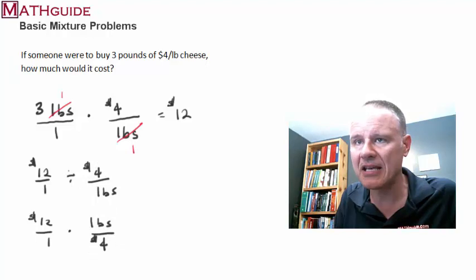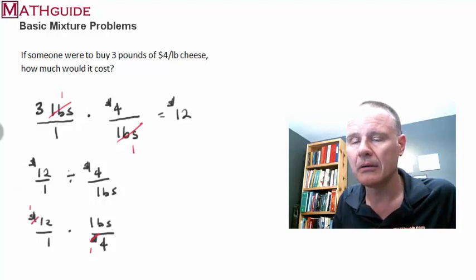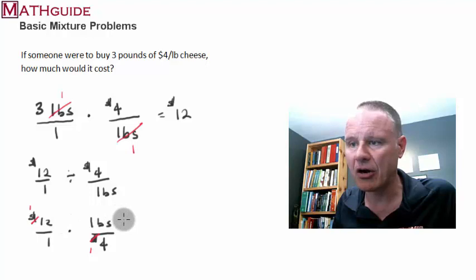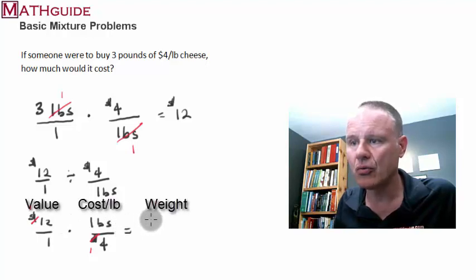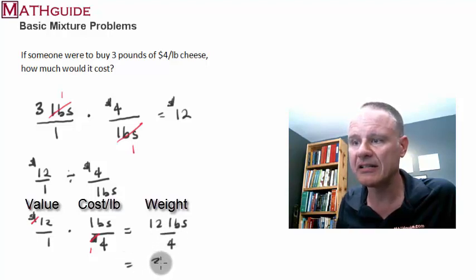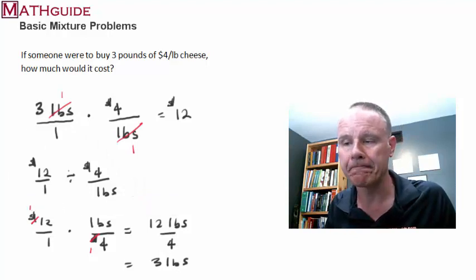Now in this case you could see that if there is a unit that's going to cancel, it's actually the money unit. The money unit ends up canceling, and we multiply across. We get 12 pounds divided by 4. And we can clearly see that this is 3 pounds. And we get back to our 3 pound beginning.